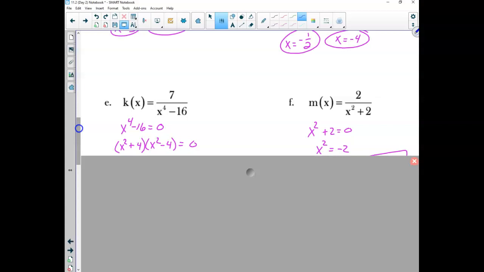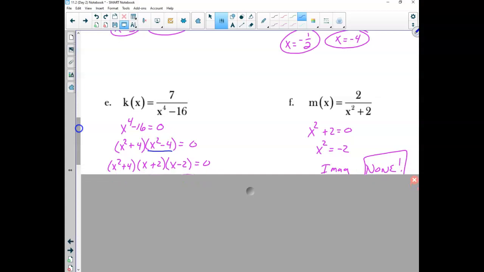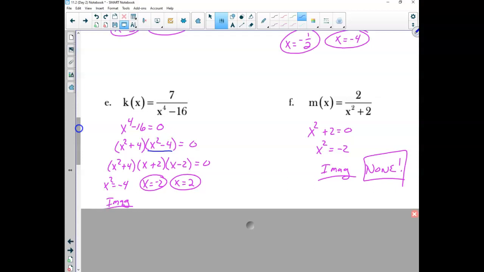to x squared plus 4 times x squared minus 4, and this x squared minus 4 factors further because it's a difference of squares, so I get x squared plus 4, that one doesn't factor because it's a sum, and that goes to x plus 2 and x minus 2. So what I do is I take each factor, I set it equal to 0, and I know x squared plus 4 is going to equal 0, so x squared is actually going to equal negative 4.